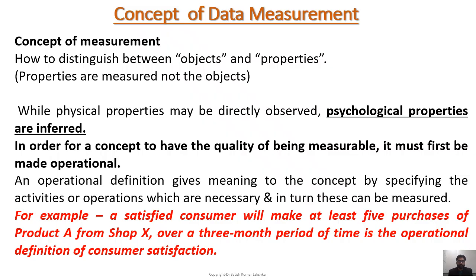In this example, we are able to measure something. We are able to measure the satisfaction. We are able to quantify that satisfaction level. How? There are some parameters like the number of purchases, as I mentioned in this example, 5 purchases. I mentioned the product also, and the location, the shop, the outlet also. And again, over a 3 month period, as mentioned in this example. So this is the duration. So we are trying to quantify.